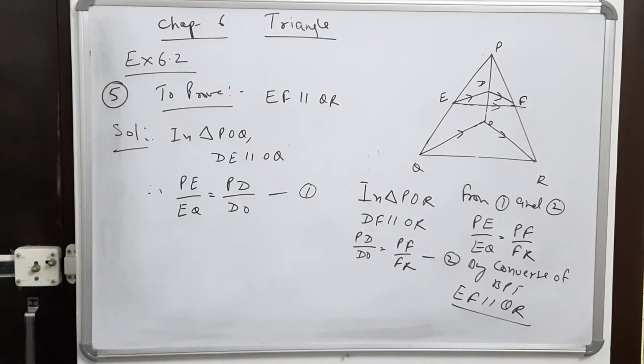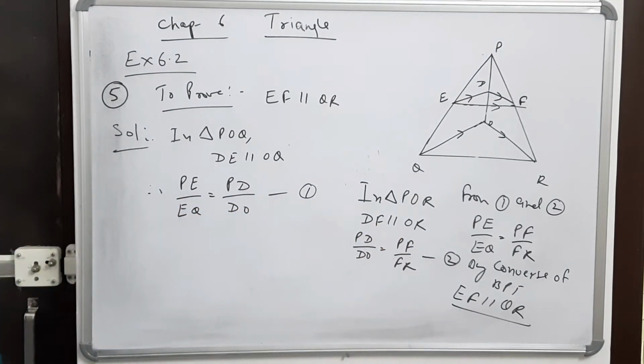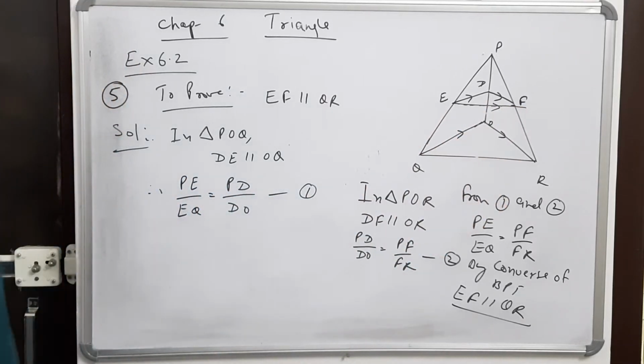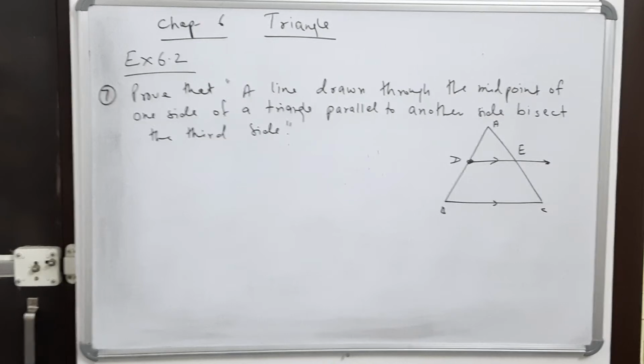So this is the problem where we have used the BPT as well as the converse of BPT. So we have proved that this line is parallel to this particular line. I hope this part is clear to you. Next sum.